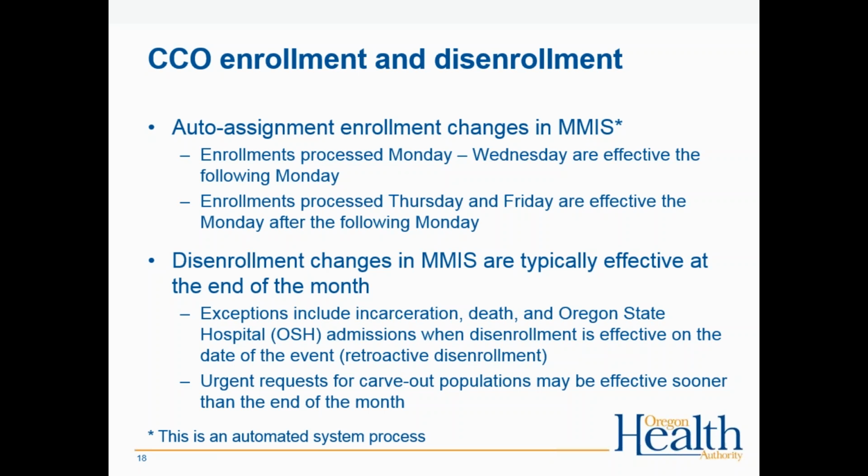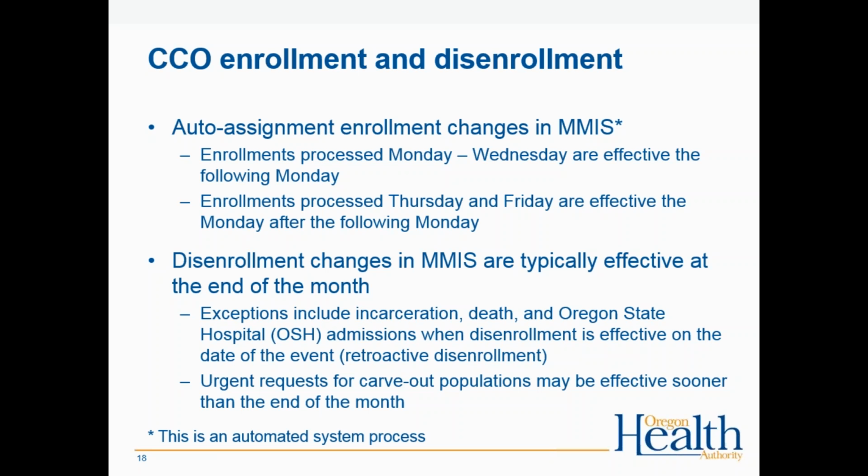Enrollments are processed Monday through Wednesday, and are effective on the following Monday. We're going to have some examples of this in a few more slides. And enrollments processed on a Thursday or Friday are effective the Monday after the following Monday. We call this our next weekly enrollment cycle. Auto assignments are always effective on Mondays, but the day of the week that they're processed will determine which Monday they're effective.